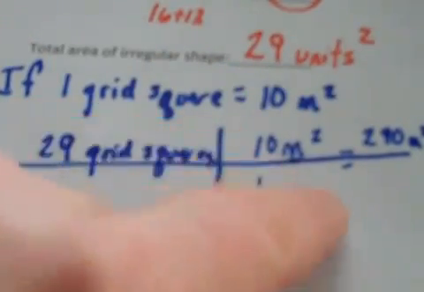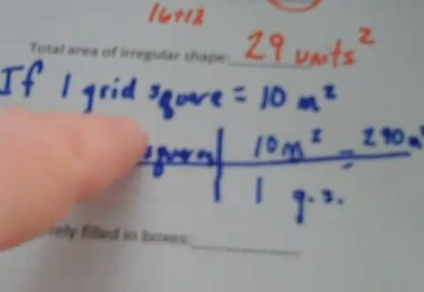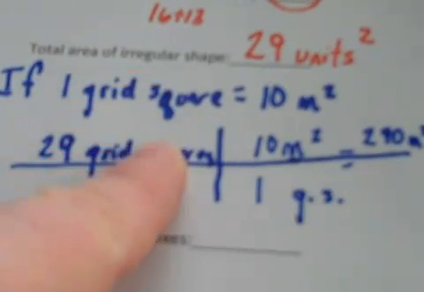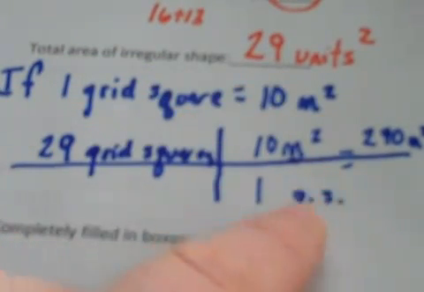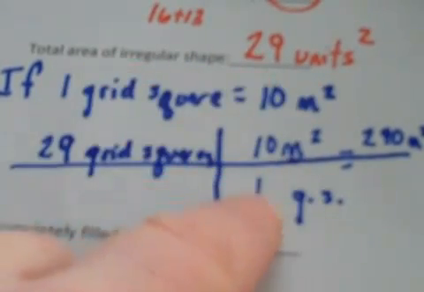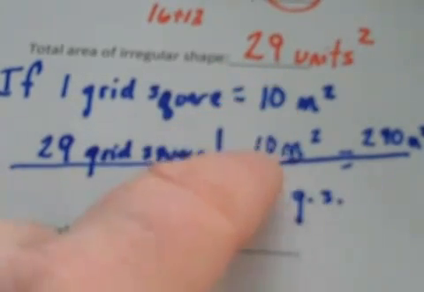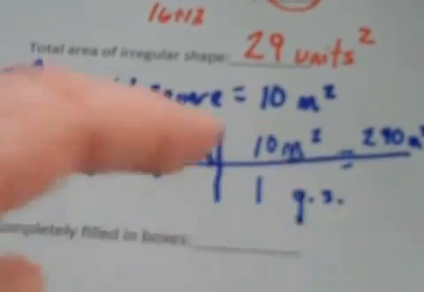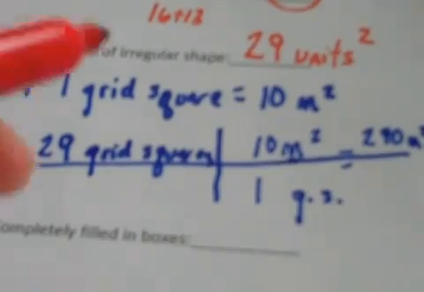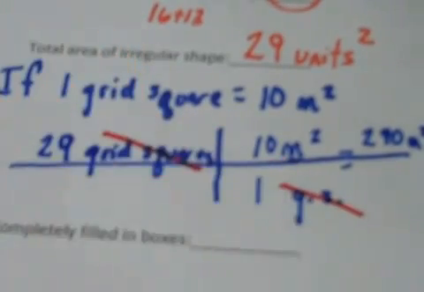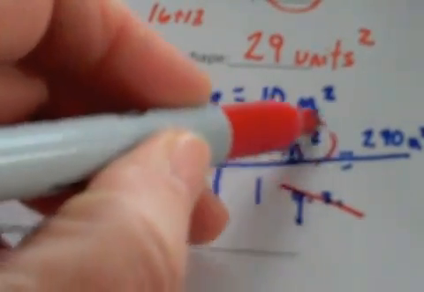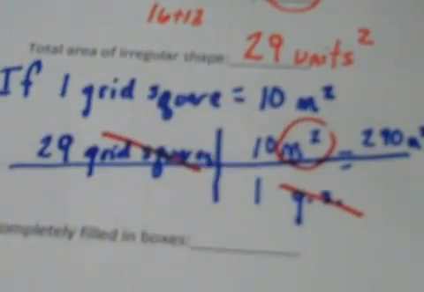Remember that I want to be able to cross-cancel my common label. So I take the grid square label from here, and I put it down here. I hope you don't mind, I abbreviated GS for grid squares. And according to this piece of information, for every 1 grid square that I have, I know that they represent 10 meters squared. So when I look at this, I now know that these labels of grid squares will cancel out, and the label I wanted of meters squared is what I'm left with.